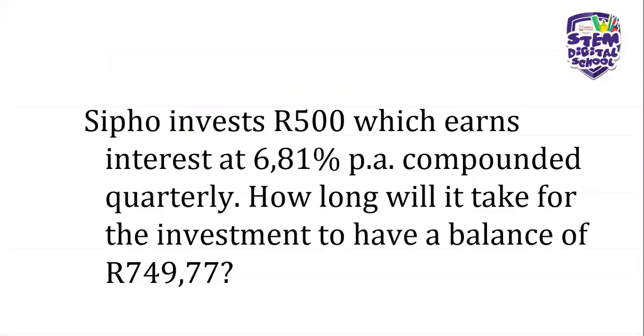I will not waste time. The new example now for today here: Sipho invests 500 rands, which earns interest at 6.81% per annum, and realize that this will be compounded quarterly. So the key question that arises out of this investment is how long will it take for the investment to have a balance of 749 rands and 77 cents?